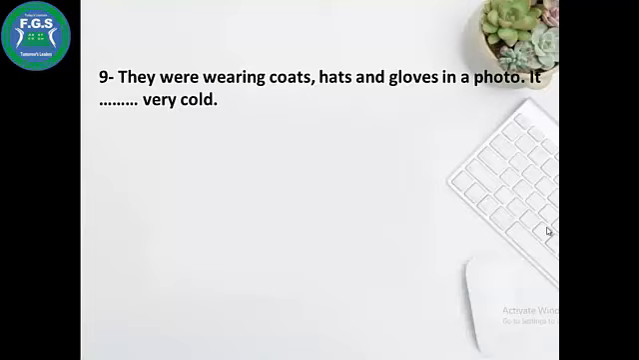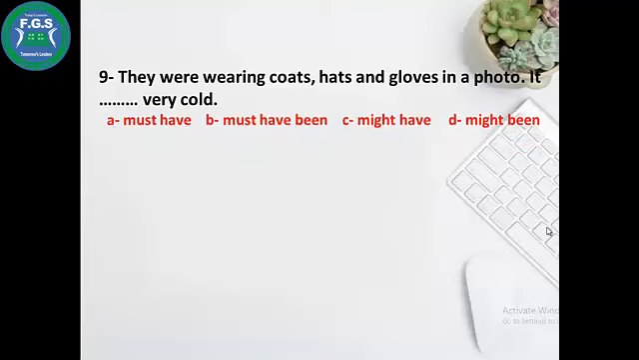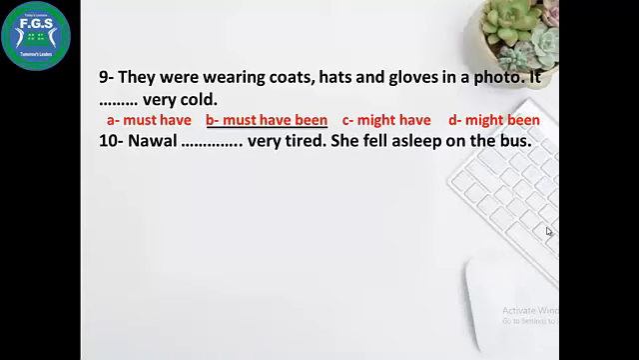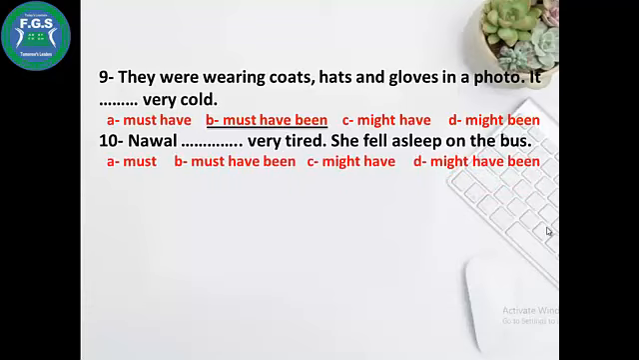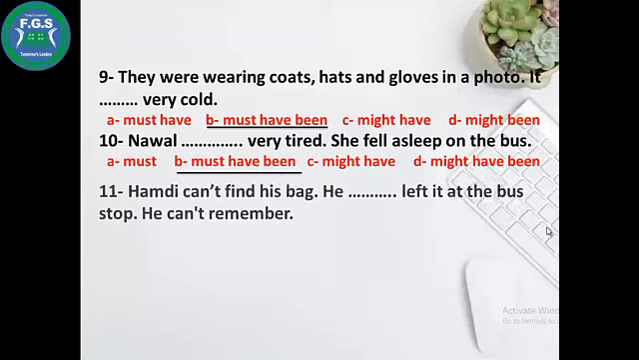Number nine, they were wearing coats, hats, and gloves in a photo. It is ___ very cold. Must have been, might been. Must have been very cold. Number ten, Nawal ___ very tired. She fell asleep on the bus. Must very tired. Must have been. Might have been. She fell asleep on the bus, so must have been very tired.